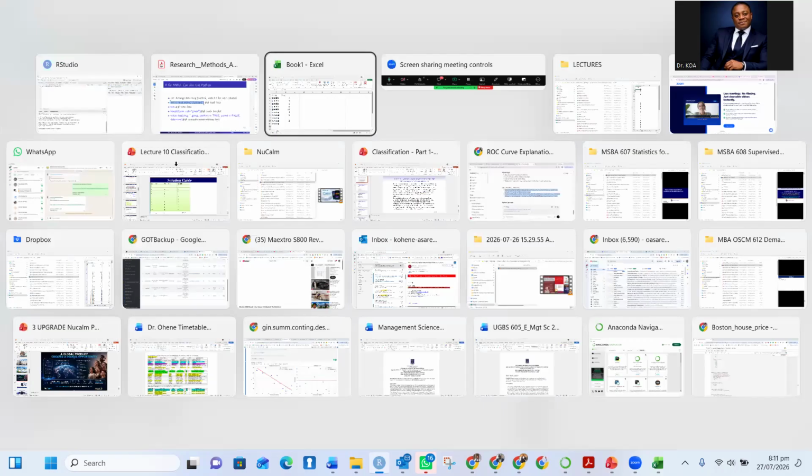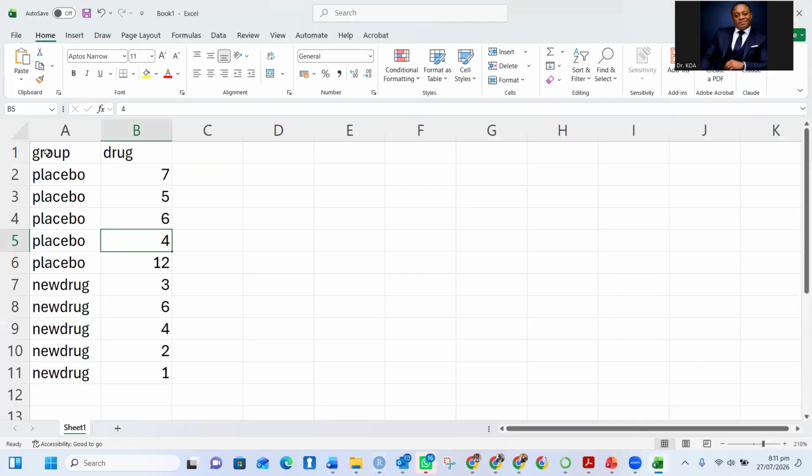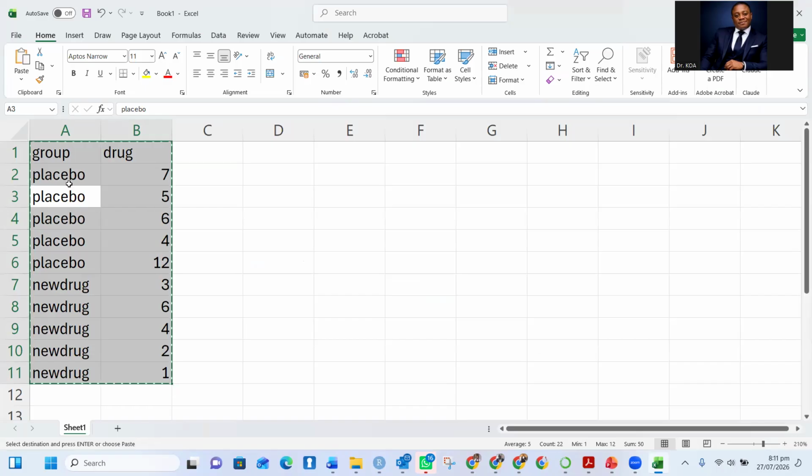Go to your Excel and copy the entire data set. Click anywhere inside, do Control A to highlight, Control C to copy. Or if you like, you can drag it and then copy all of them. You've done this many times in your workplace.